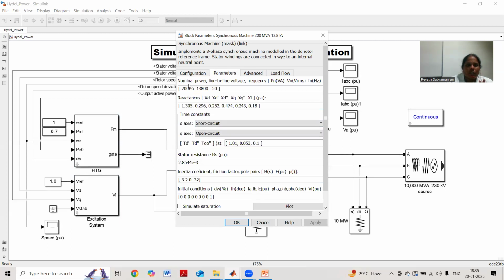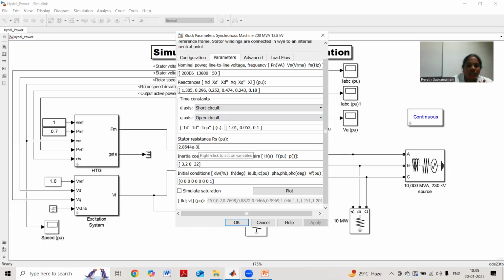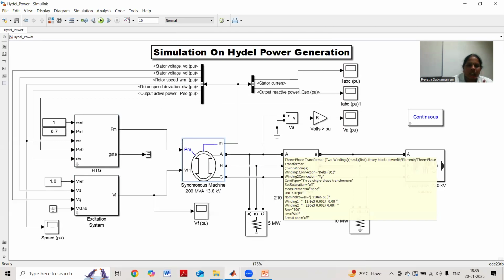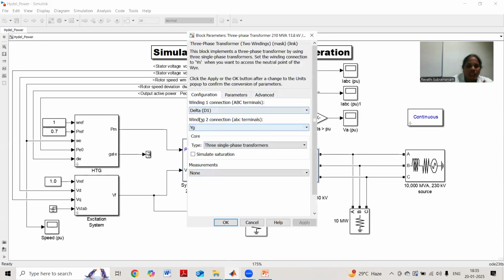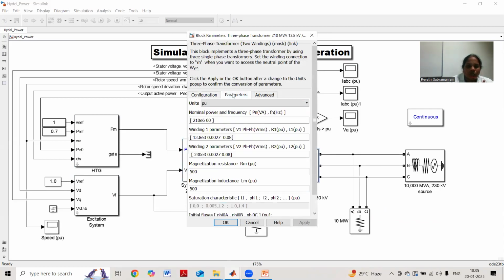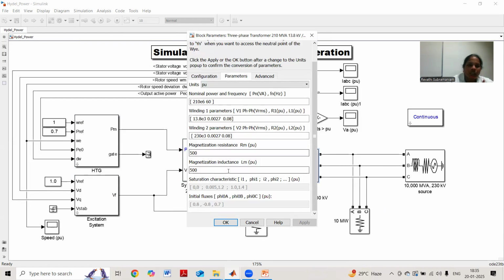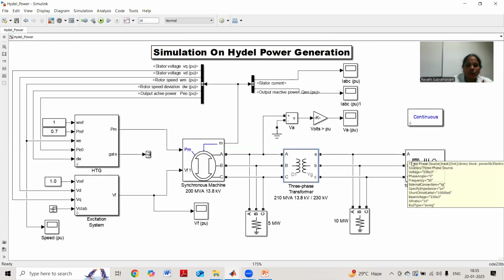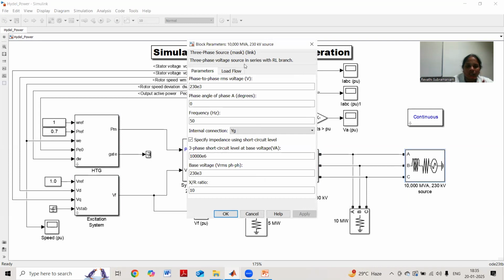Then the parameters are nominal power, line to line voltage, frequency, reactance values, time constants, D axis and Q axis values, stator resistance, inertia coefficient values, initial conditions, everything has been given as input here. And here is a three-phase transformer. A delta star connection has been used, and the parameters nominal power and frequency, winding 1 parameters, winding 2 parameters, magnetizing inductance, resistance values, saturation values can be given as input. And this is the three-phase voltage source, which will be connected to the grid.